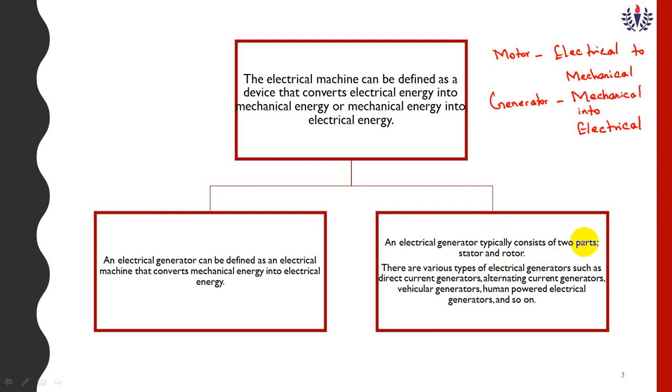There are various types of electric generators available in the market, that is direct current generators, alternating current generators, vehicular generators, and human power generators, which will be used in hospitals.